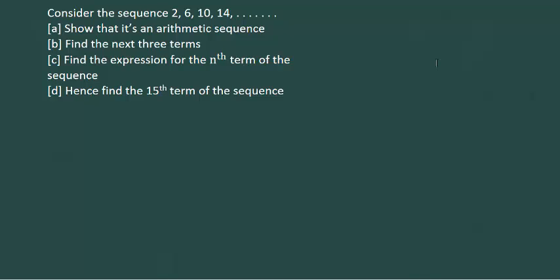Let's move to the next example. Consider the sequence 2, 6, 10, 14, and so on. Show that it is an arithmetic sequence. How will we show that the given sequence is arithmetic? To show that it's an arithmetic sequence, you have to show that the differences are the same. Find the first difference, that is the second term minus the first term. 6 minus 2 is 4.